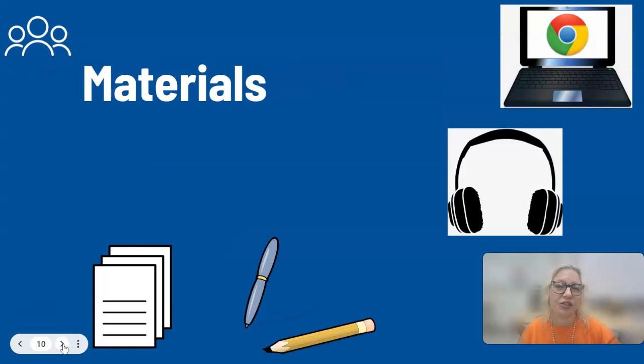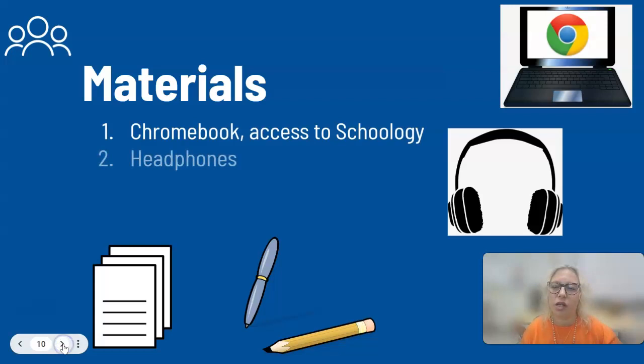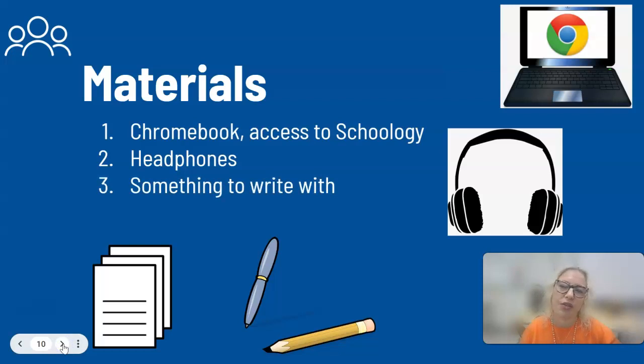As far as the materials you need for class, you need to make sure that you've got a Chromebook every day. The Media Center has tons of extra Chromebooks, and so you can check one out if you don't have yours. And you need headphones. I have some at the front table you can use if needed, and you need something to write with. I also always have something to write with on the front table.